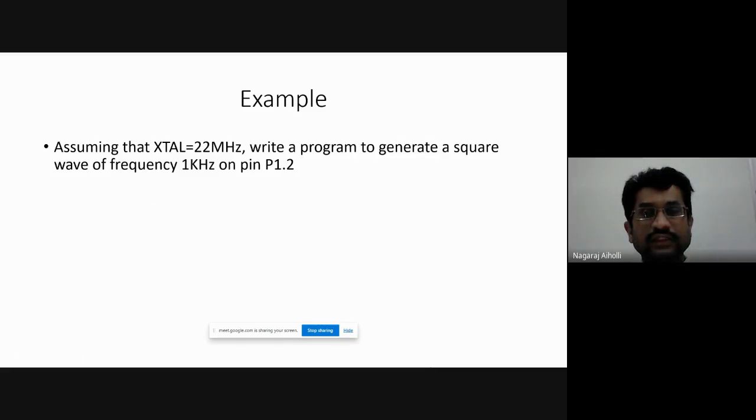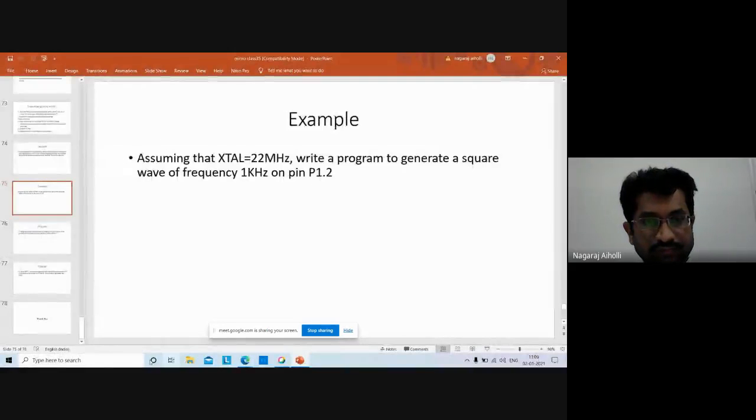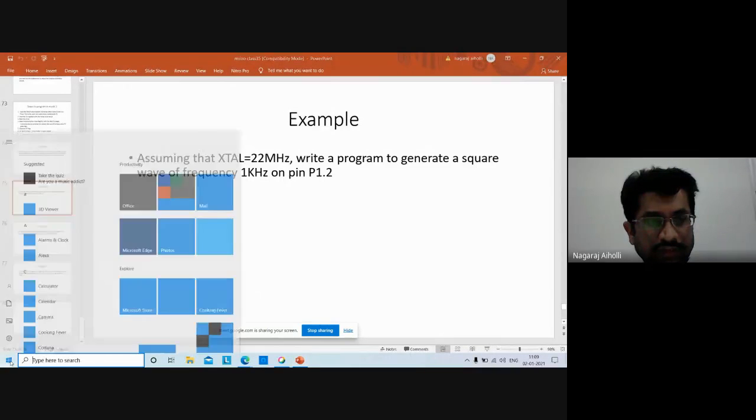Note it down quickly. So we are supposed to use crystal frequency 22 megahertz, and we have to write an assembly program to generate a square wave of frequency 1 kilohertz on the pin P1.2. Okay. So let us write a program for that.